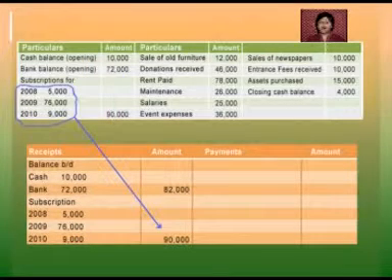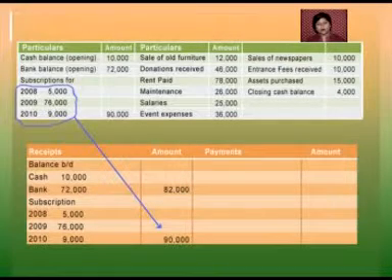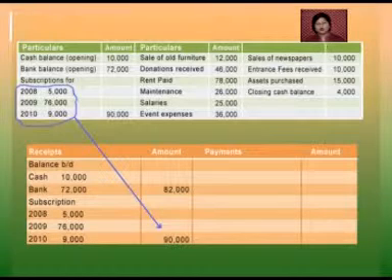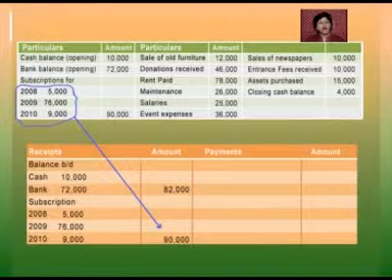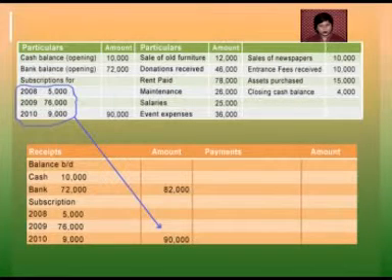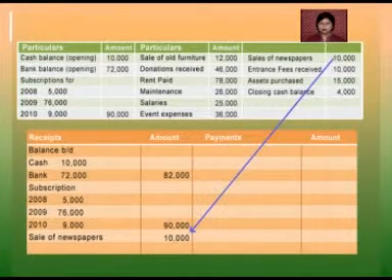Then the subscriptions. Subscriptions are also received, so we are writing it on the receipt side. For the year 2008, amount rupees 5,000, 2009, amount rupees 76,000. For the year 2010, the amount is rupees 9,000. Total comes to 90,000. Then sales of newspapers.